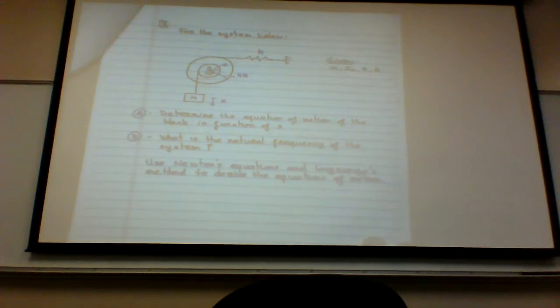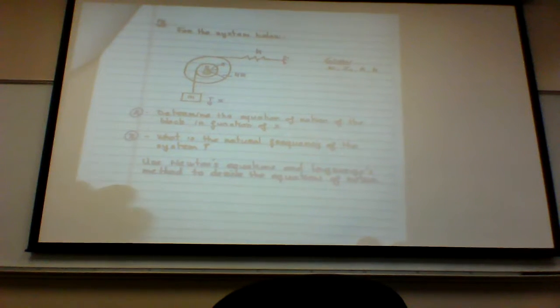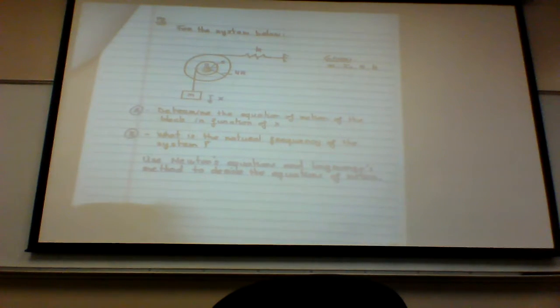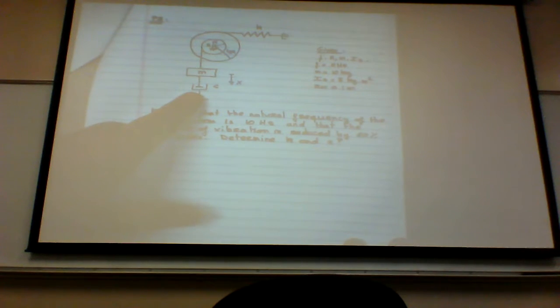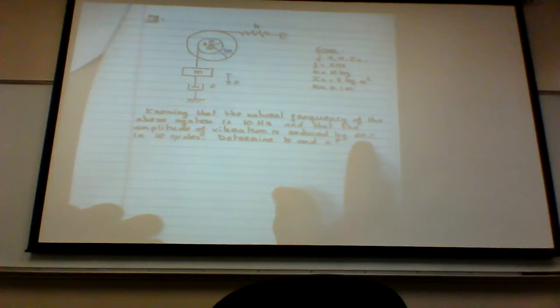Okay, find the equation of motion. Once you find the equation of motion, you can determine the natural frequency. Everything's symbolic so far. Then I want to do something a little bit more applied. This time, kind of the same problem as before, but I added a damper. So you still need to find the natural frequency, but knowing that the natural frequency of the above system is 10 Hertz, and that the amplitude of vibration is reduced by 60% in 10 cycles, determine the stiffness and the damping coefficient.